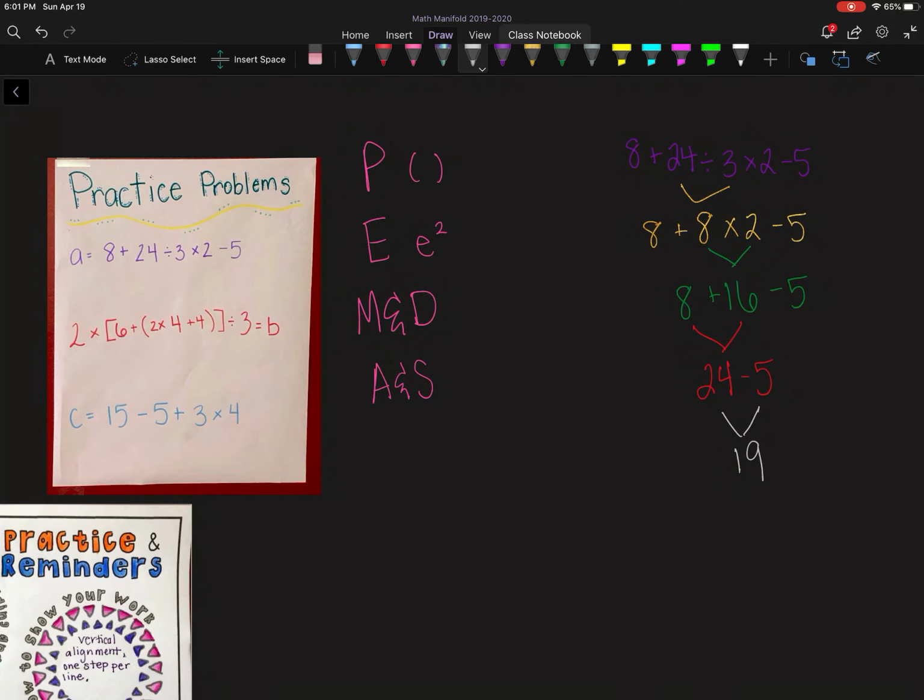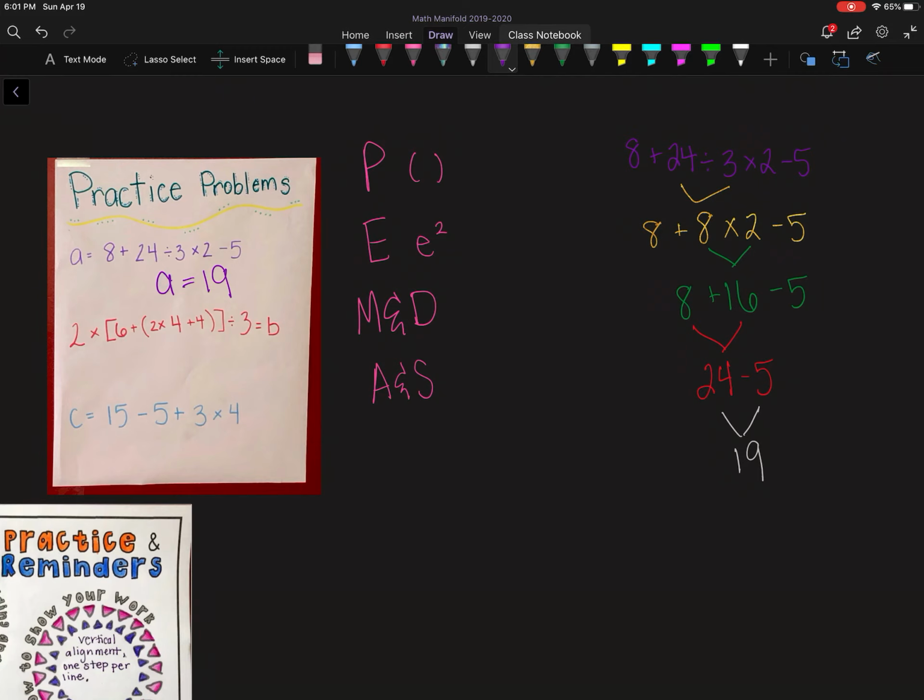is 19. So A, that color doesn't show up very well. Let's try a different one. A equals 19. For the next problem, we've got 2 times, and then we've got brackets and parentheses.